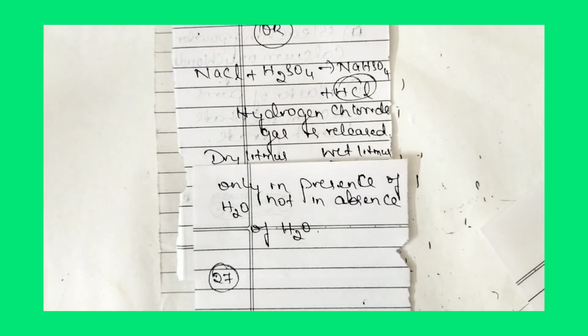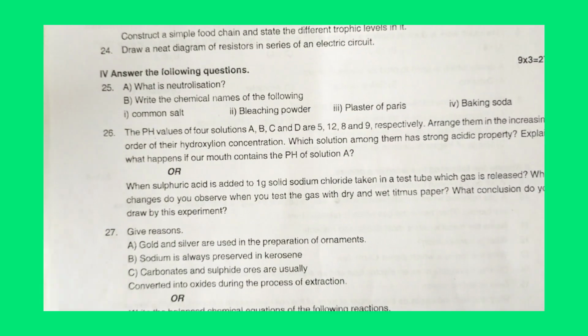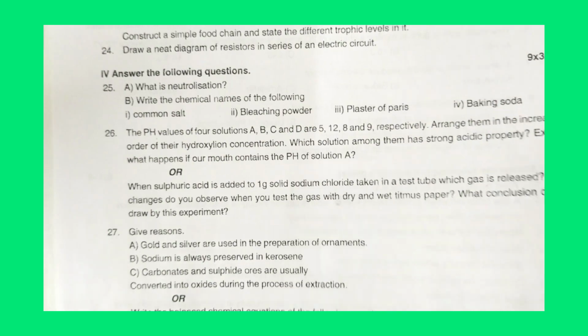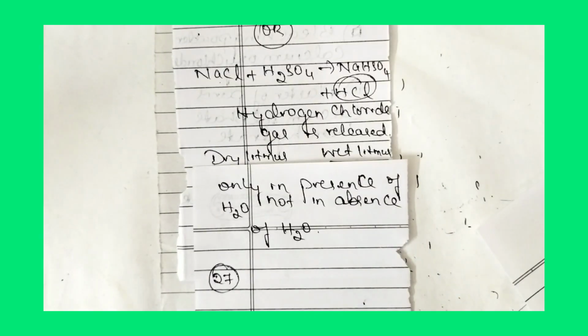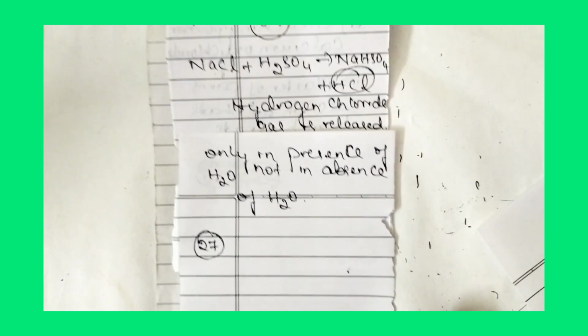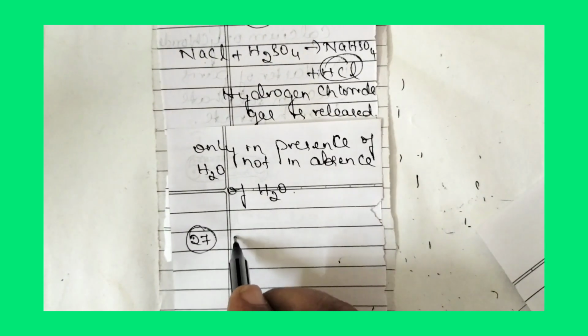Now let us move to the 27th question. In the 27th, they have given 'give reasons'. Gold and silver are used in preparation of ornaments. Sodium is always preserved in kerosene. Carbonate and sulfide ores are usually converted into oxides during the process of extraction. So now let us answer these three questions. So 27th, first question, that is A question.